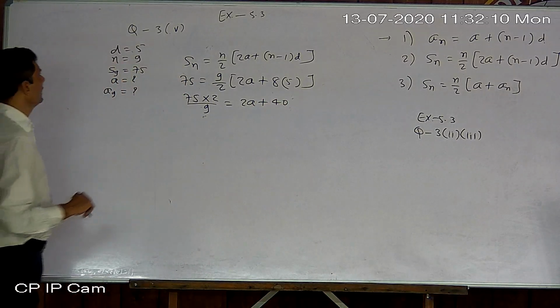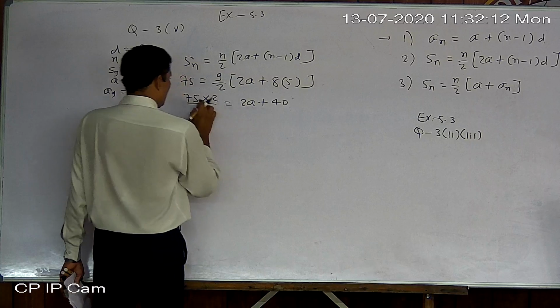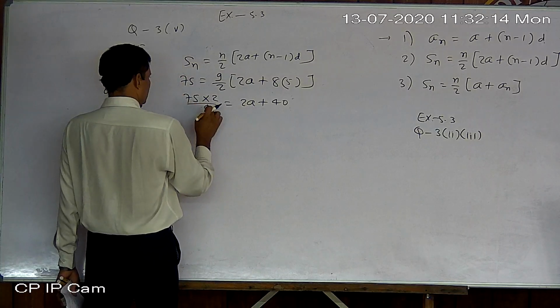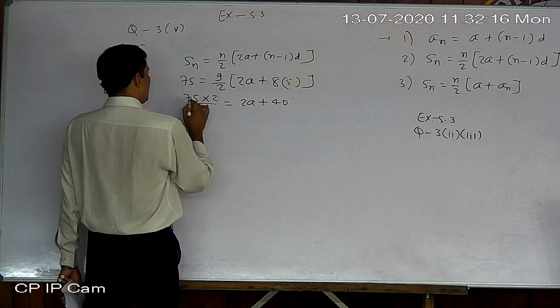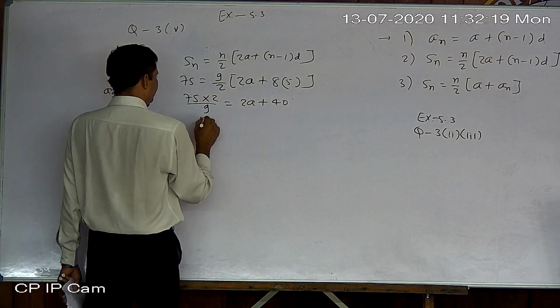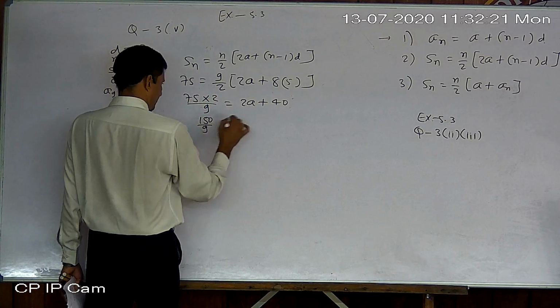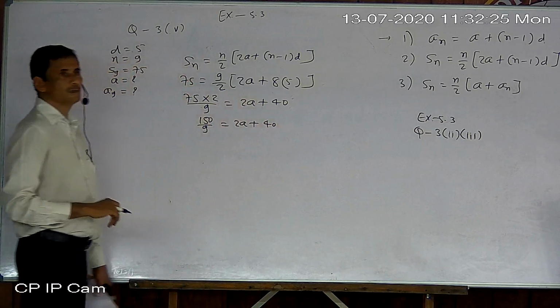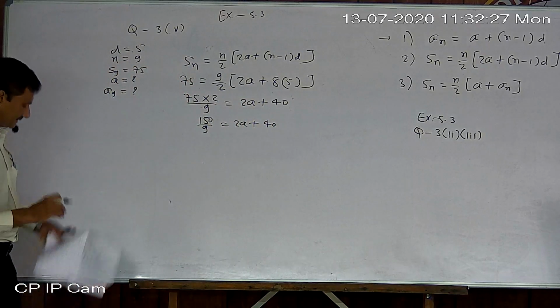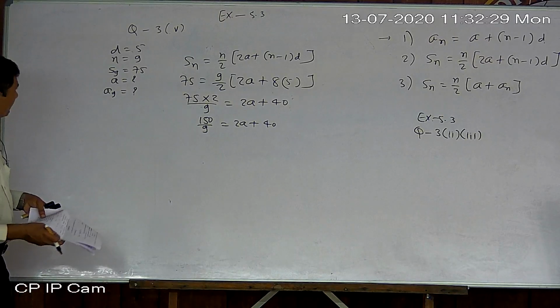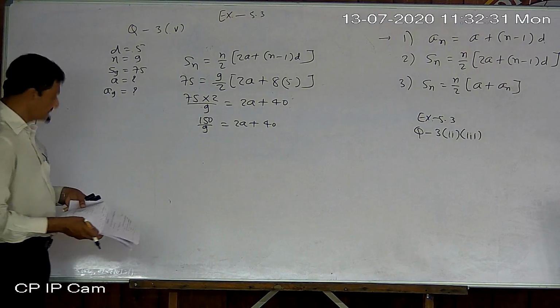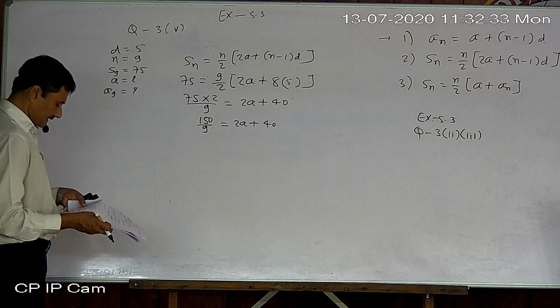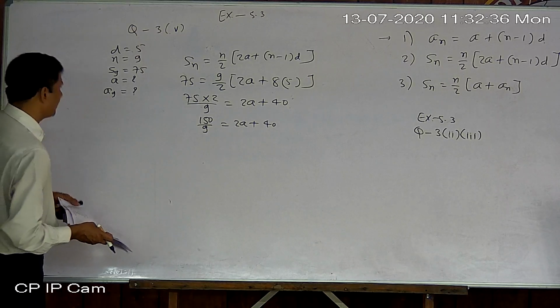Okay. Now, I think this is not divisible. So now 75 to the 150. 150 upon 9 is equal to 2A upon 40. In the second equation, I placed all values. D is 5, S9, so n is equal to 9. S9 itself is given; A and a9 we have to find.